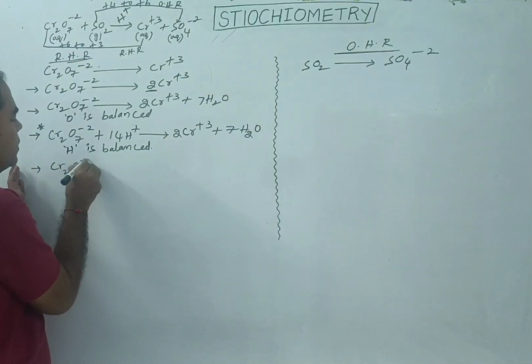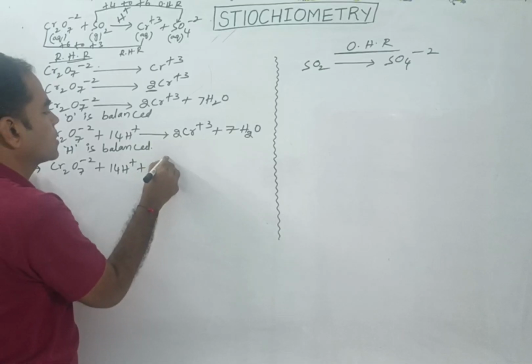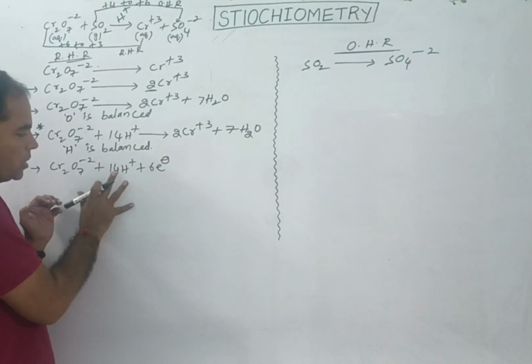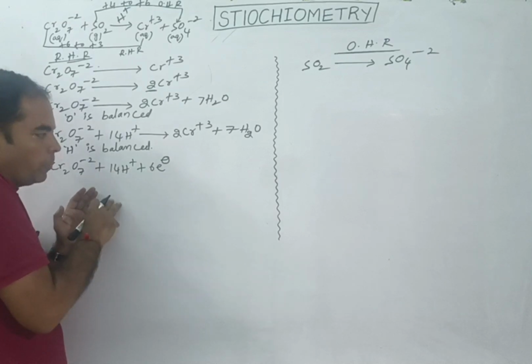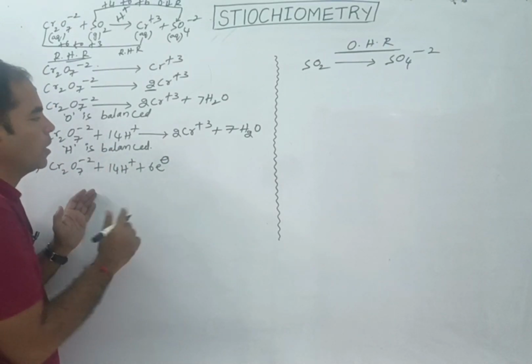Cr2O7 minus 2 plus 14H plus 6 electrons. Observe here 2 negative, 14 positive. Total net charge is 12 positive. To this 12 positive, we are adding 6 electrons. That means total net charge is 6 positive.